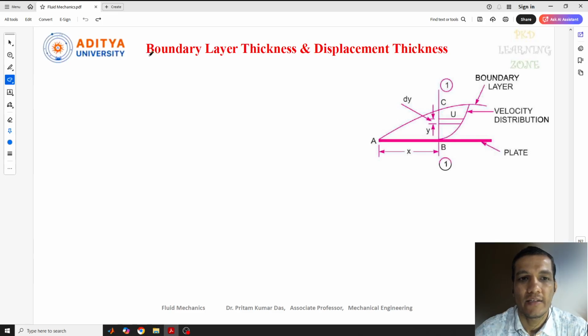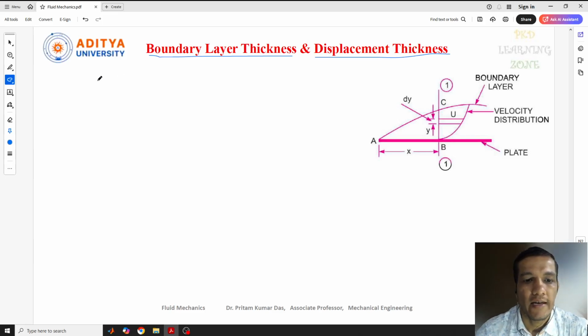In this lecture, we discuss the concept of boundary layer thickness and displacement thickness. This is another part of boundary layer theory. In the last lecture, we saw the different types of layers and zones, like the laminar zone, turbulent zone, laminar sublayer, and transition zone. These are the zones we have seen in the last lecture.